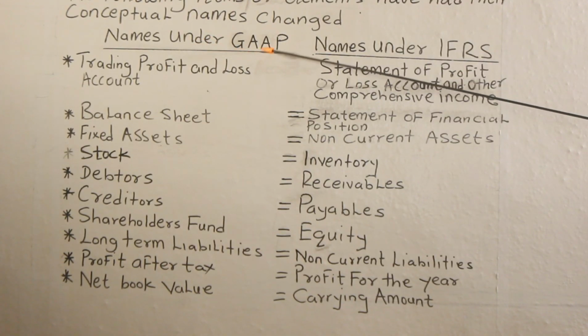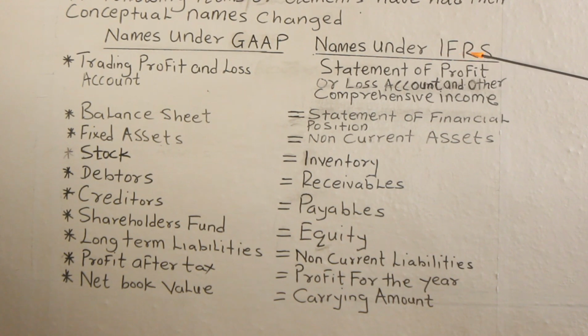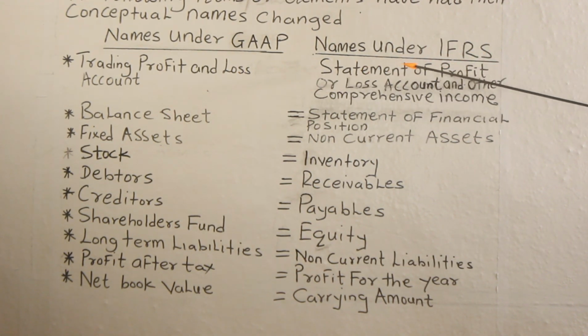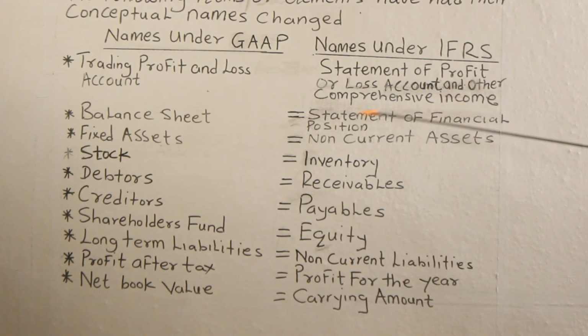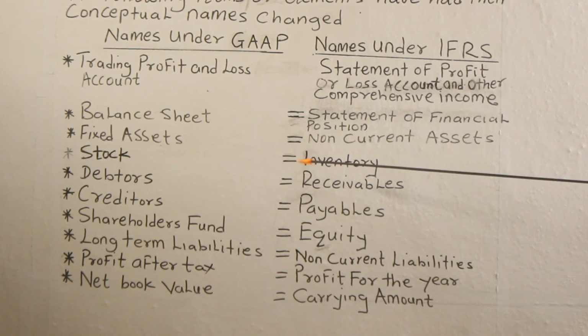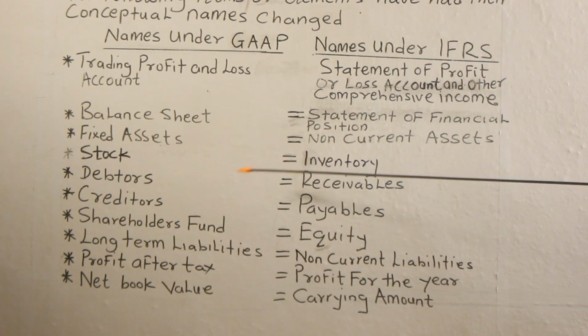Names under GAAP, names under IFRS. Trading profit or loss account is now statement of profit or loss account and other comprehensive income. Balance sheet is now statement of financial position. Fixed assets is now non-current assets. Stock is now known as inventory.